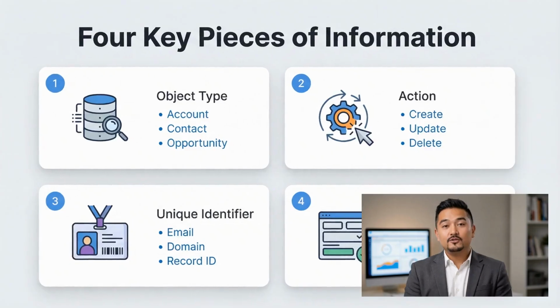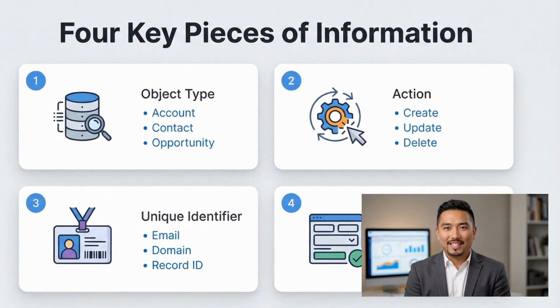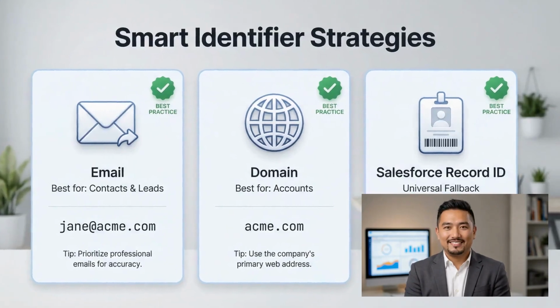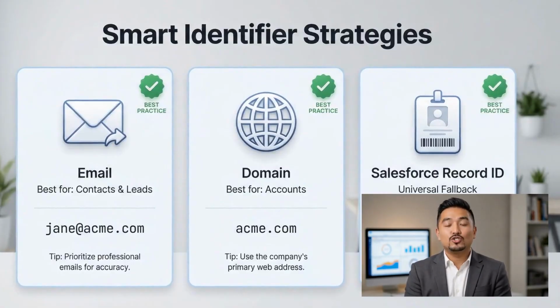Now let's talk about getting the best results. Effective use requires understanding 4 key pieces of information for every request: the object type, the action, a unique identifier, and the specific fields to modify. When you don't know the identifier, use email for contacts and leads, domain for accounts, or the Salesforce record ID as your universal fallback. The real power comes from chaining multiple operators.